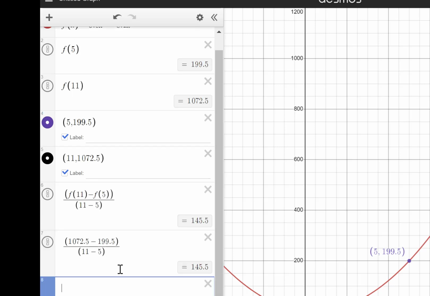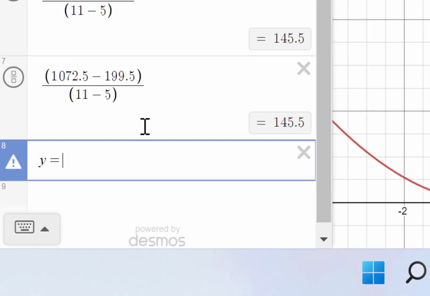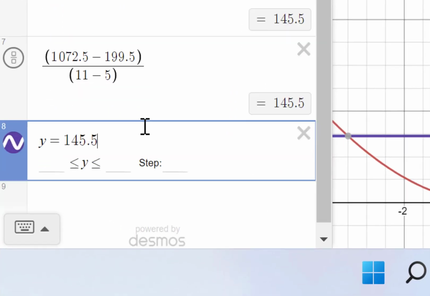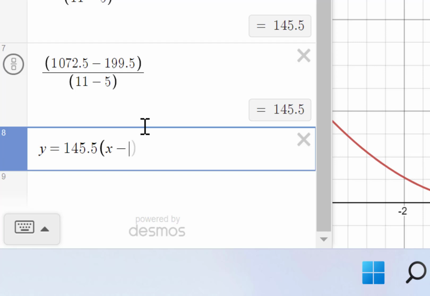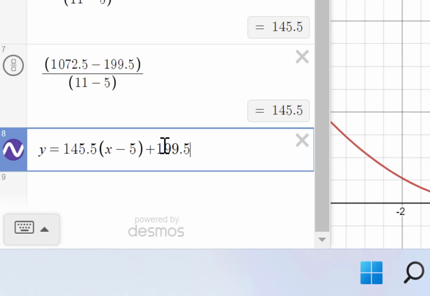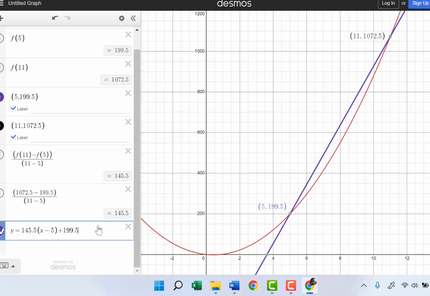We can use point slope form to write the equation of any line. So I could do y equals m, which is 145.5, times x minus x1, so I'm going to say 5, plus y1. When x is 5, the y value is 199.5. So this is point slope form. I'm going to go ahead and change that to a dashed line. So in purple, we have the secant line. I'm going to take that equation back to my main page.